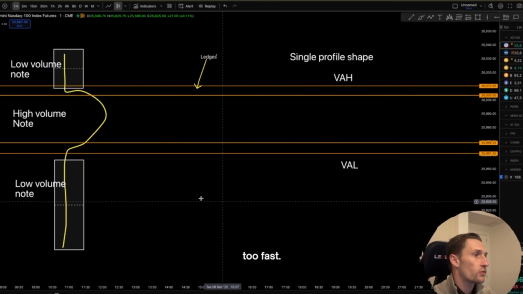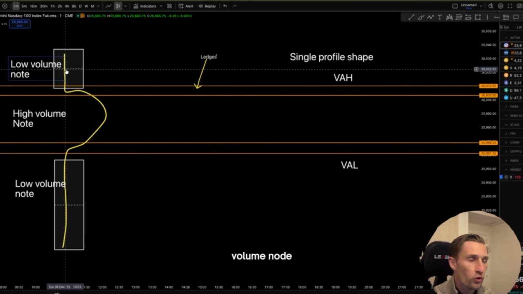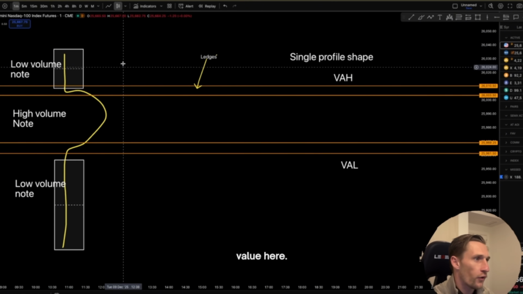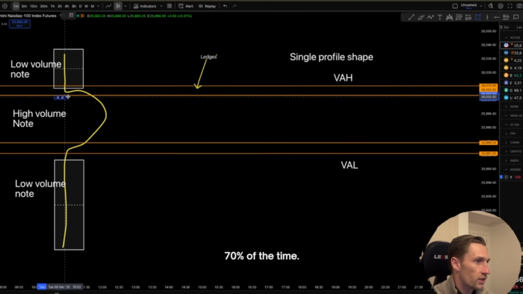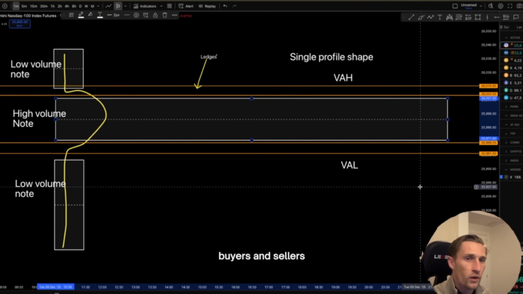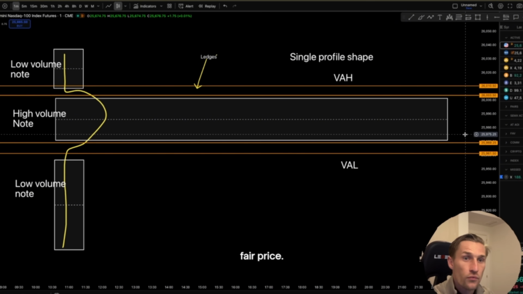So maybe I went a bit too fast. What do we have here? We have a low volume node. So there's no fair value here. Then we have the high volume node. Here we are trading 70% of the time. And this is what buyers and sellers see as a fair price.